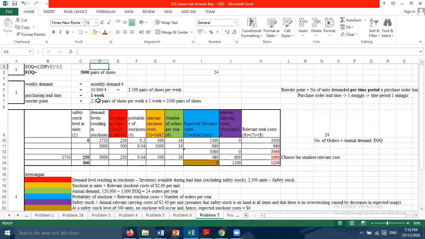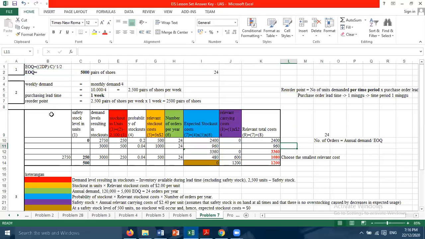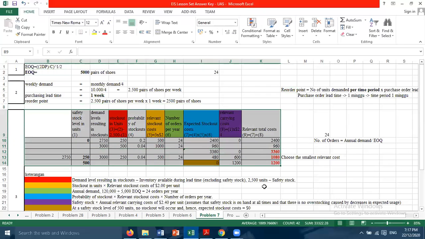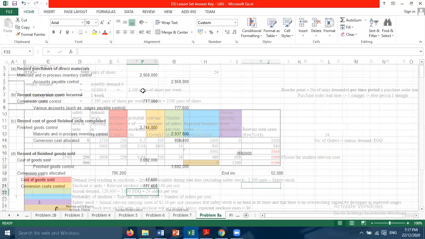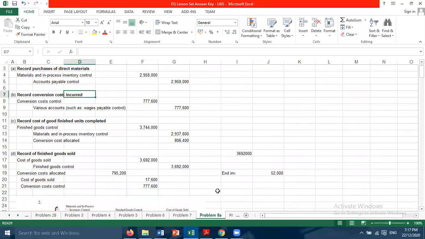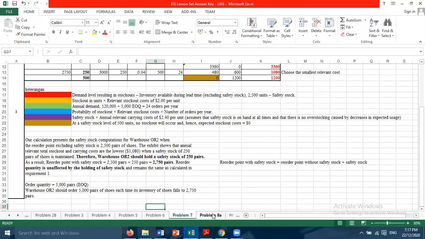Then for inventory management, some important things to remember is EOQ, remember the formula. And then remember reorder point, remember the formula as well. And then safety stock, remember to make the table. Remember to calculate the relevant total cost to find the optimal safety stock. That's for inventory management and JIT, sorry.